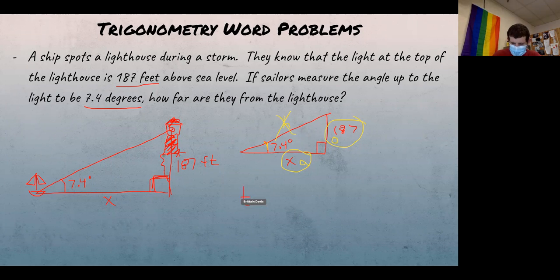Sorry. Tangent of 7.4 degrees is going to equal the opposite, 187, over the adjacent, which is x. So remember, tangent of x is just opposite over adjacent. Now I'll run through the algebra, but remember, we can do a little trick right here that says x is going to equal 187 divided by tangent of 7.4. These two will swap places. If that's a trick you can remember, that works.